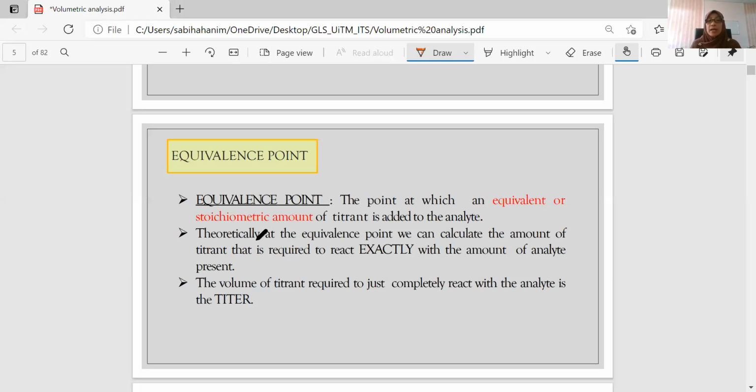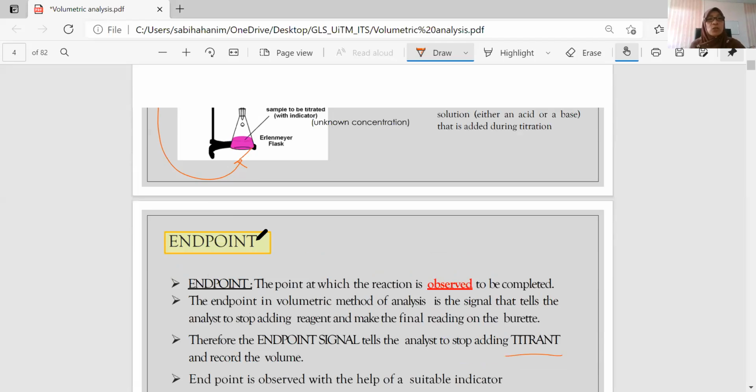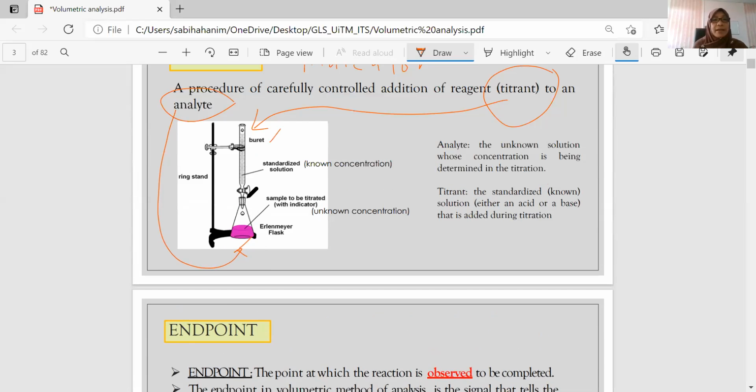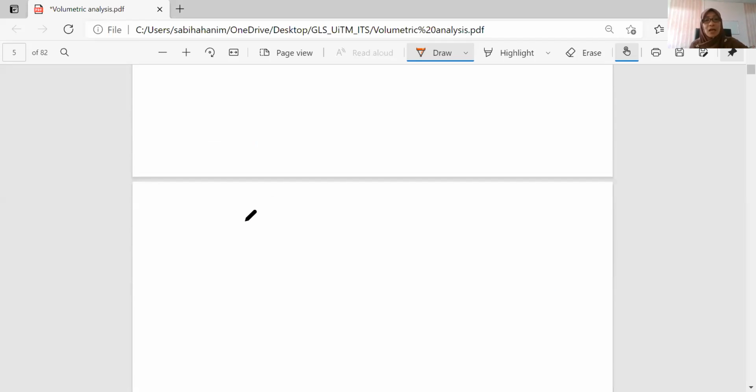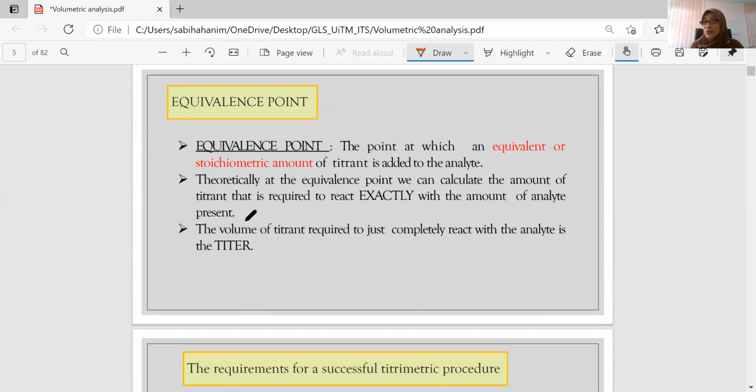One more term: the titre. So what is the titre? The titre is the volume of the titrant required to just completely react with the analyte. If you can see here, drop by drop, we refer to that as the titre. Okay, is it okay, students, up to now? Okay, ma'am. Okay, all right.